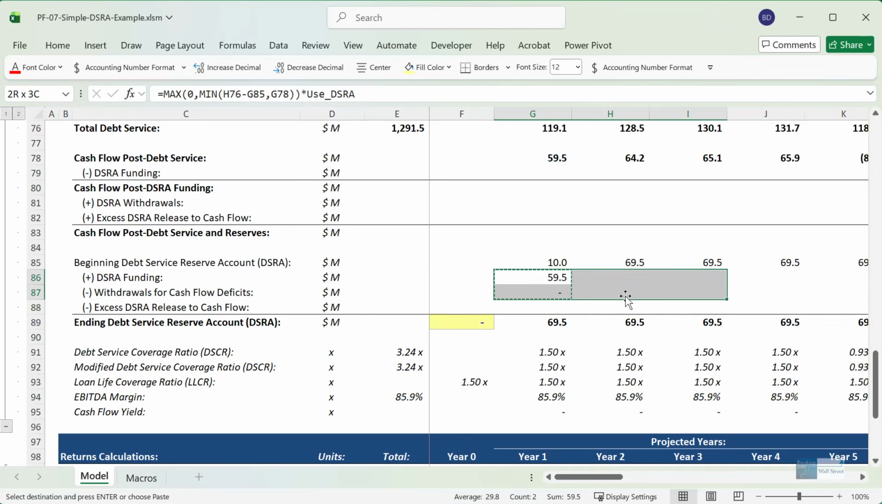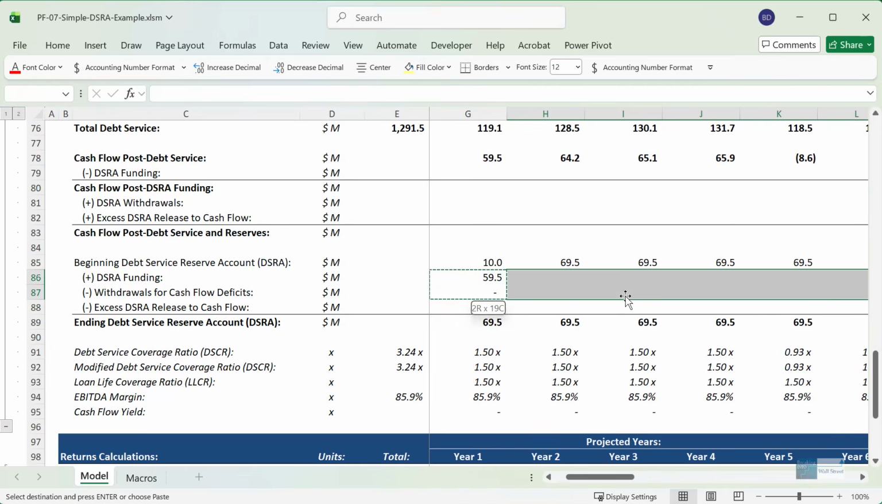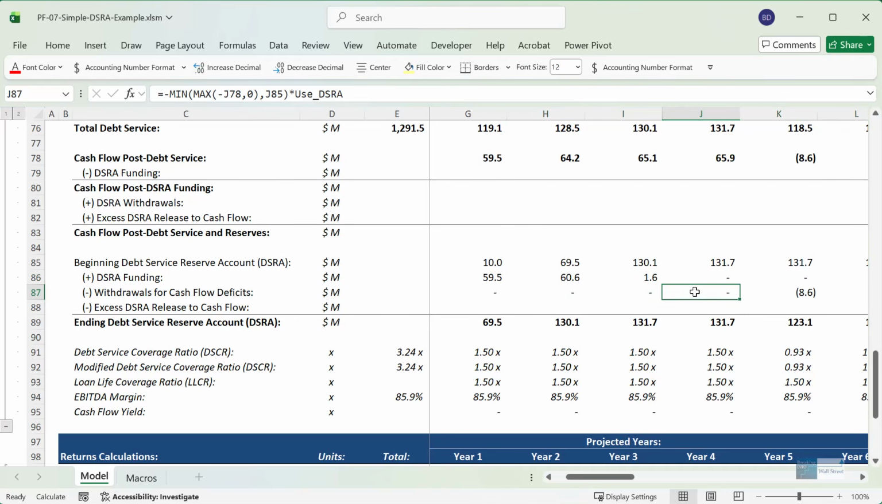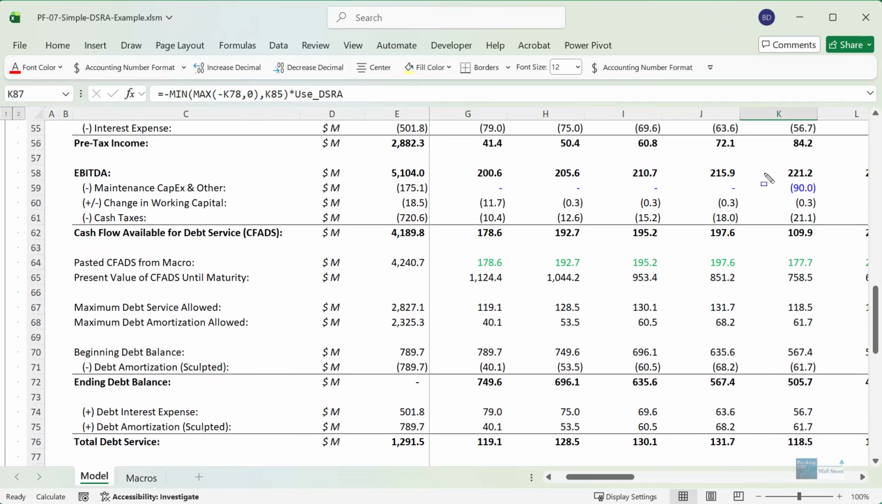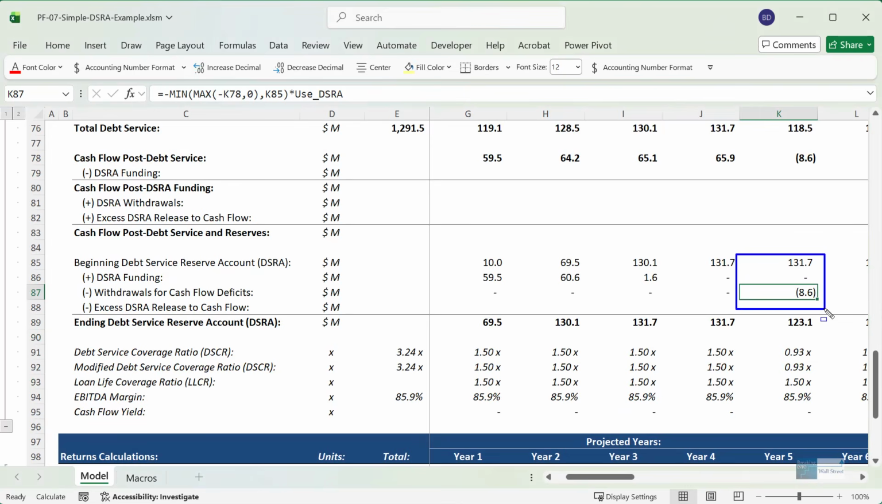Now, if we just copy across what we have so far, so I can show you how this works for our scenario here, you can see it pretty well, that we keep funding the DSRA in the earlier period, and we need a few years to build this up. And then when we get to year 5, and we have this 90 million maintenance capex from the equipment replacement, then we effectively use up about 9 million of the DSRA to cover that. So that is how this works.